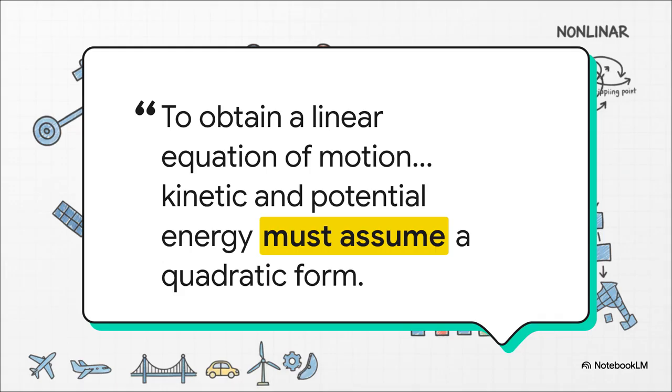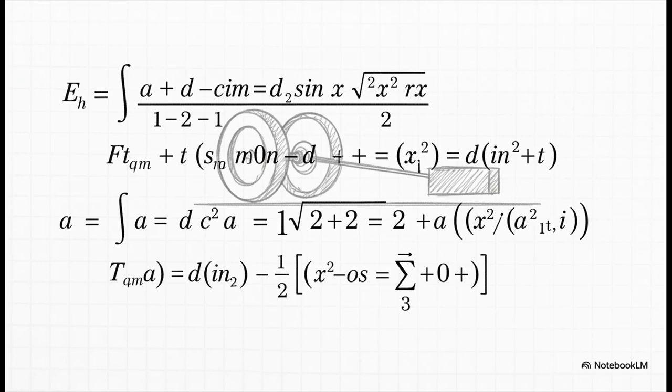The moment the energy in a system deviates from that perfect curve, boom, you've entered the complex, messy, but much more realistic world of nonlinearity. And this is what that complexity looks like. Remember that simple 1 degree of freedom slider crank from a minute ago? Well, this is the real equation you need to actually describe its motion once you account for nonlinearity.